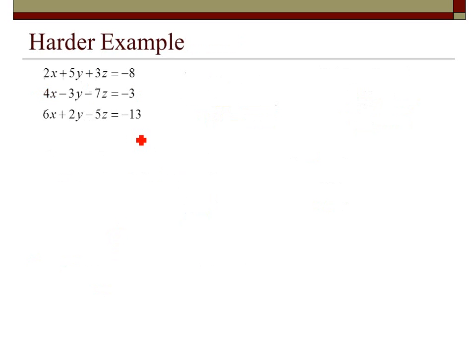Okay, let's look at a little bit harder example where it's not quite as easy to figure out what to get rid of. Well, the x's wouldn't be terribly bad, because I can multiply this equation by -2, add it to the middle one. Multiply the top equation by -3, add it to the bottom one. I can get rid of my x's. That would be fine. With the z's, the y's, about the same thing.